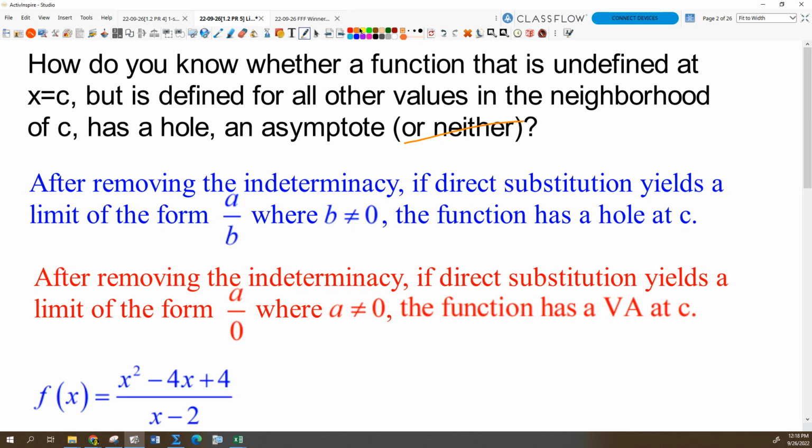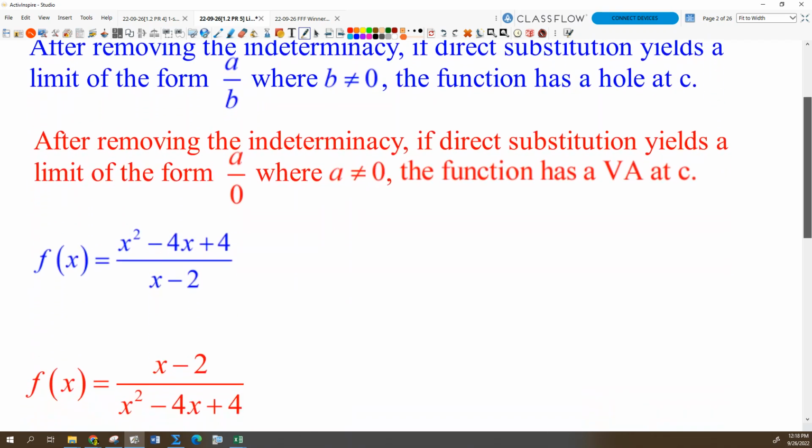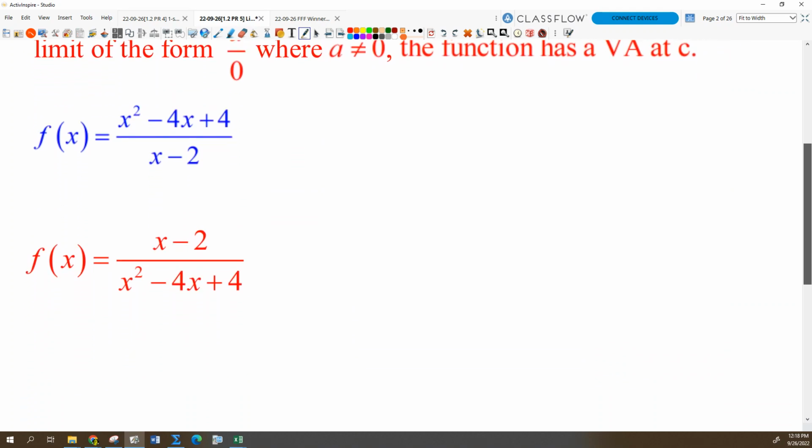Give me 1 to 5 so far. Is that all making sense? Okay, we've seen stuff like that. Or we've seen stuff like we immediately get a number over 0, and it's DNE. And now we know it's a vertical asymptote, right? But it doesn't always work that if it starts off as 0 over 0, it ends up being a hole. Let's look at 2 examples.